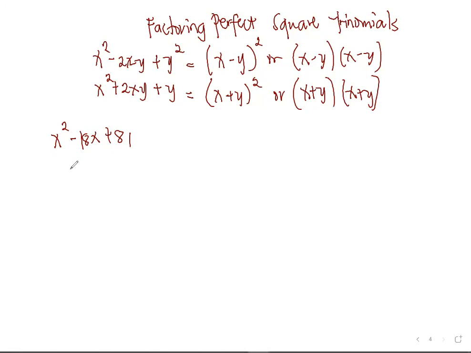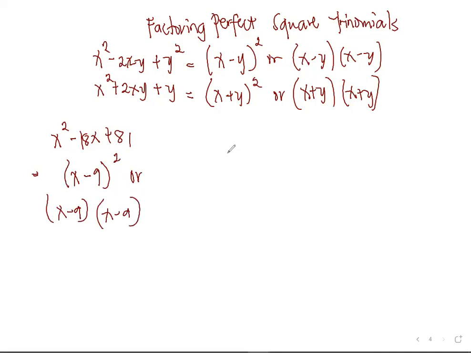Now, for us to find the final answer, we need to get the square root of the first term and also the square root of the last term. The square root of the first term is equal to x. And then the square root of the last term is equal to 9, minus 9, kasi nga po the operation of the second term is subtraction, or negative. So x minus 9. So the answer is the square of x minus 9, or x minus 9 times x minus 9.